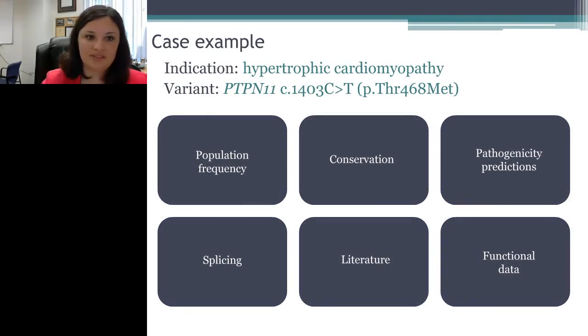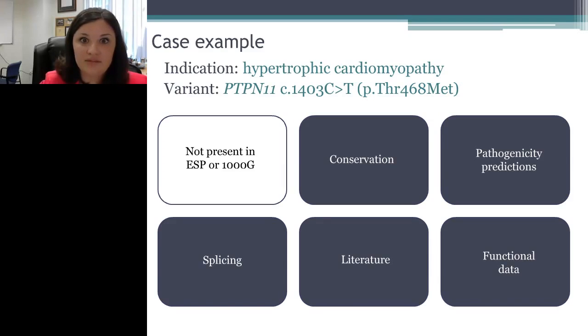And so what I wanted to do just at the end of the talk is give a case example. This is a pretty easy case example. Obviously it's not always this easy, but in this case, this was an individual who came in with an indication of hypertrophic cardiomyopathy. This patient underwent genome sequencing, and surprisingly we found a variant in PTPN11, which I talked about earlier. This gene is associated with Noonan syndrome and also Leopard syndrome. So let's take a look at a couple of these different things that we can look at.